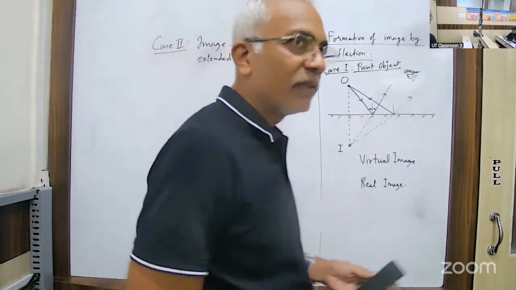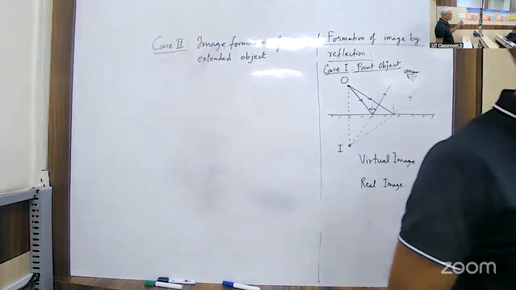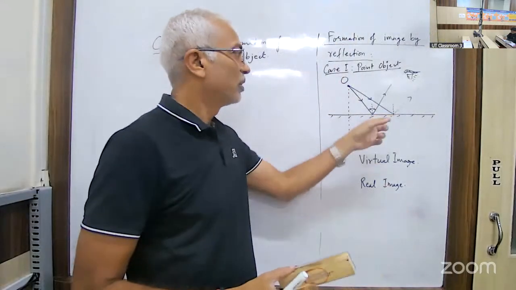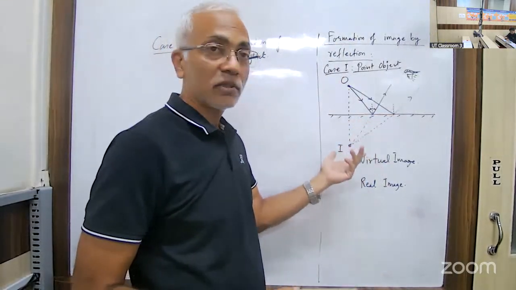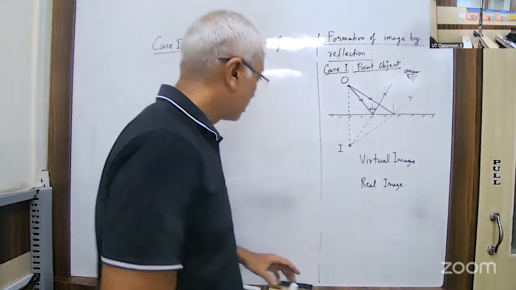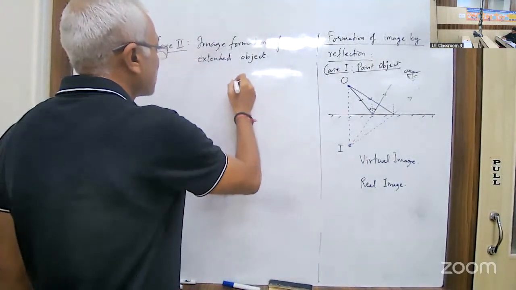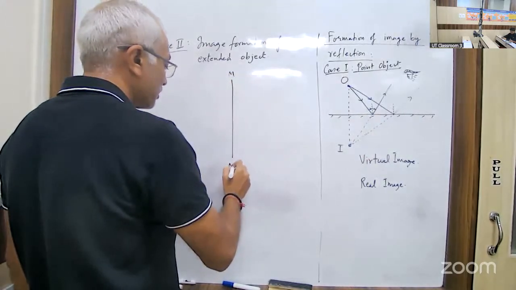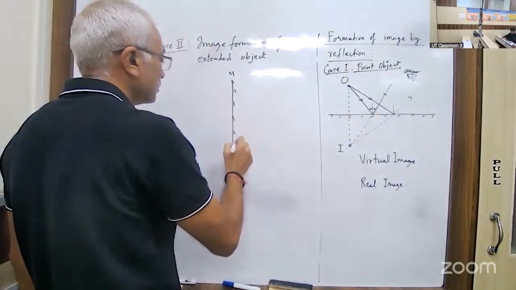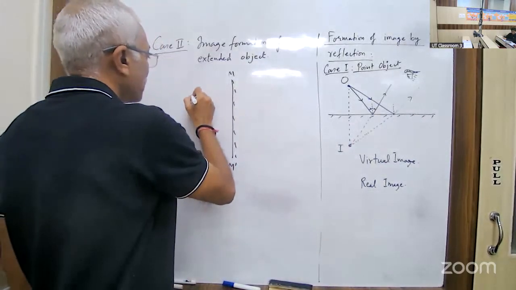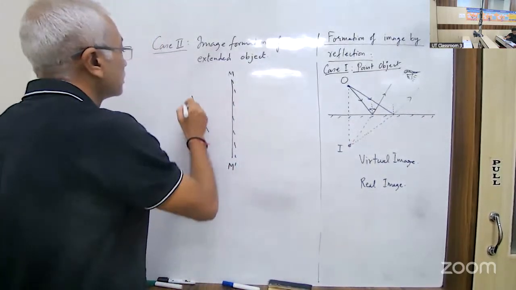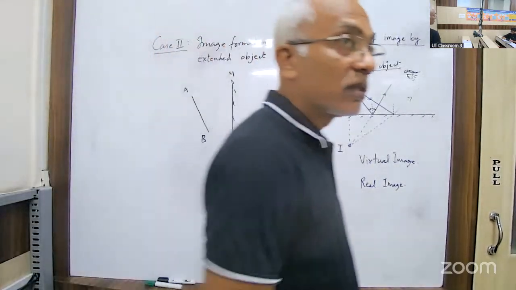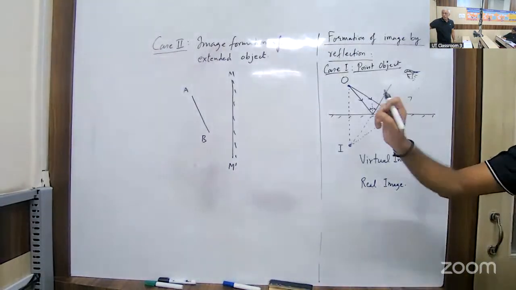So in real life, we have objects which are big, extended objects, not point. Point was just to, you know, become familiarized with how the image formation takes place. Okay. So now let us say the mirror is like this. This is N1 dash. And I have now an extended object like this. Let's say I have a rod, okay, a small rod AB.